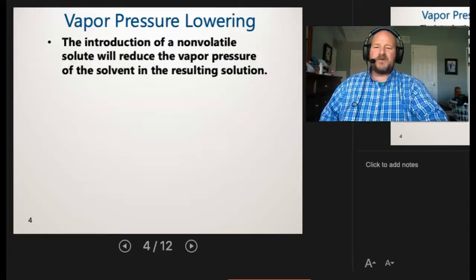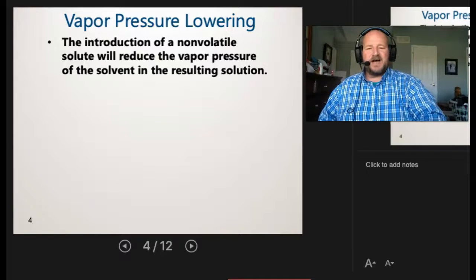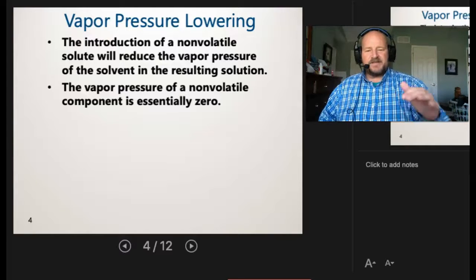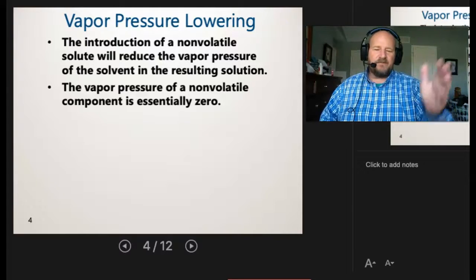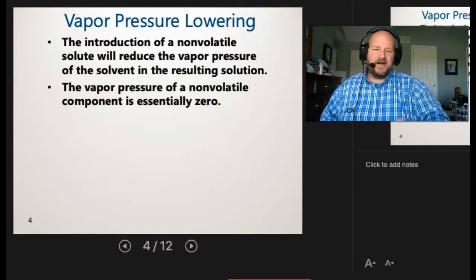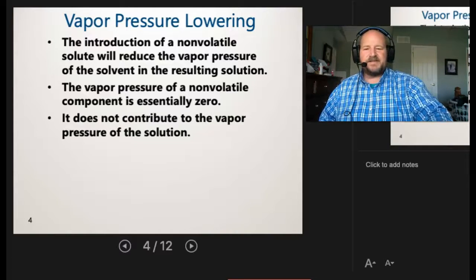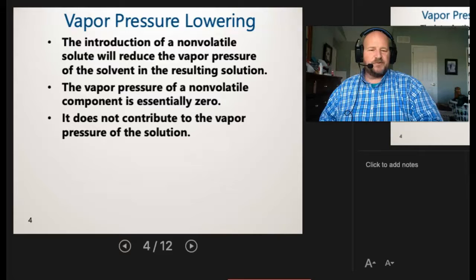Okay, so vapor pressure lowering. The introduction of a non-volatile solute will reduce the vapor pressure of the solvent in the resulting solution. So the first thing we have to understand is, what is a vapor pressure? The vapor pressure of a non-volatile component is essentially 0. In other words, non-volatile means it's not going to go into a vapor readily. Table salt, for instance, would be non-volatile. It wants to stay as a solid. And so its vapor pressure would be 0, which means it doesn't contribute to the vapor pressure of the solution.